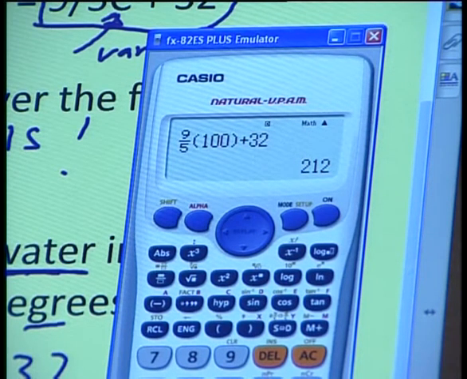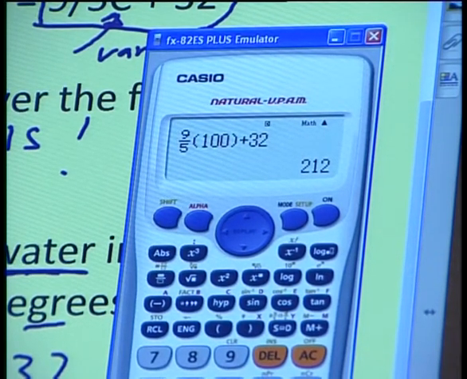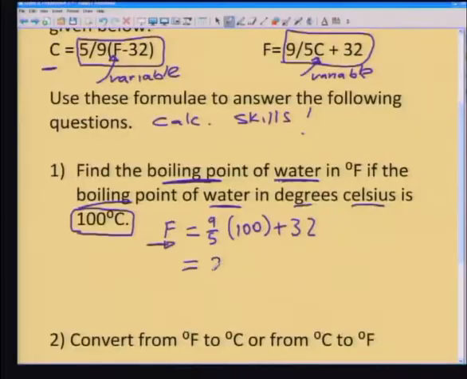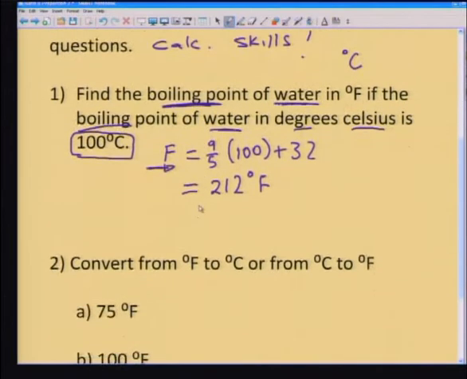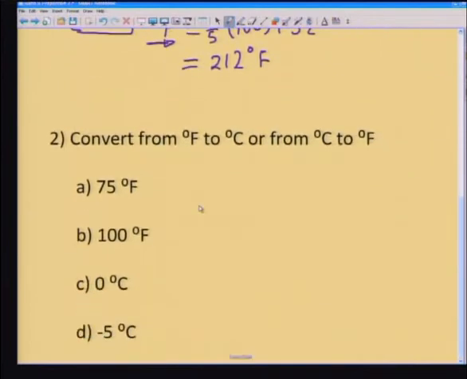So that gives me 212. Therefore, the boiling point of water in degrees Fahrenheit is 212 degrees Fahrenheit. And those are the symbols that we use, degrees and then the F, or degrees and the C if we're working with Celsius. All right, so the boiling point of water, now you know, is 212 degrees Fahrenheit.